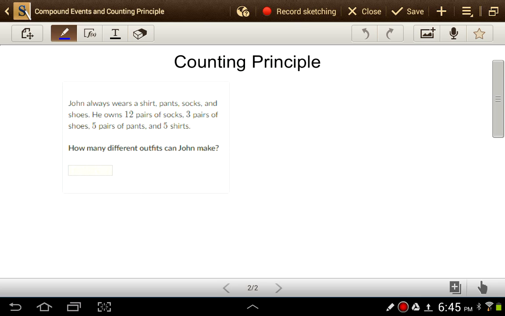In this first example, John's putting on a shirt, pants, socks, and shoes, and we have all these numbers: 12 pairs of socks, 3 pairs of shoes, 5 pairs of pants, and 5 shirts. How many different outfits can he create? Well, if I were to make a list of this, it would be long, because all you're going to do for the counting principle is multiply the amount that you have for every option. So I'm going to do 12 times 3 times 5 times 5. I just multiply those, and when you multiply those, you get 900. So John could have 900 different outfits. Definitely why we do not want to create a sample space for that.